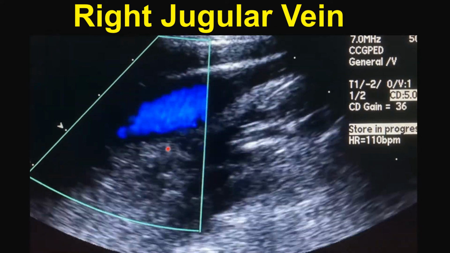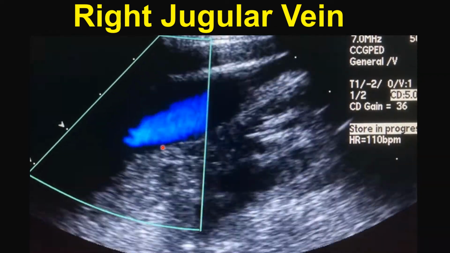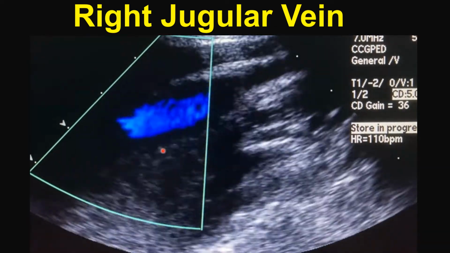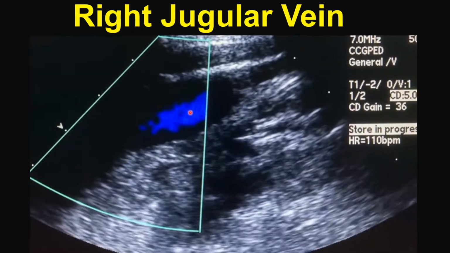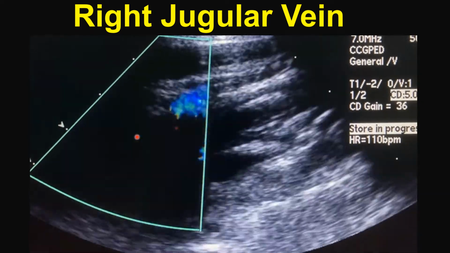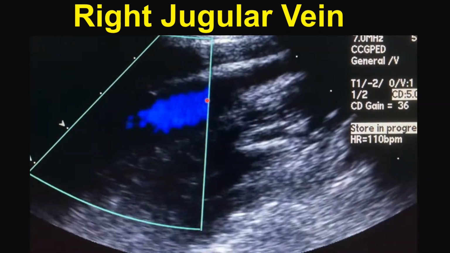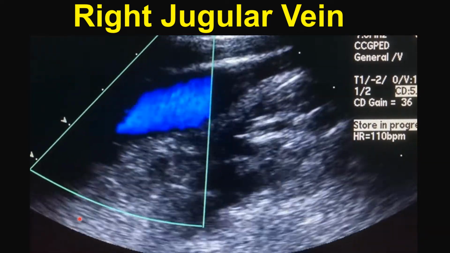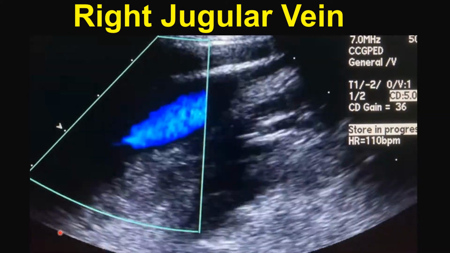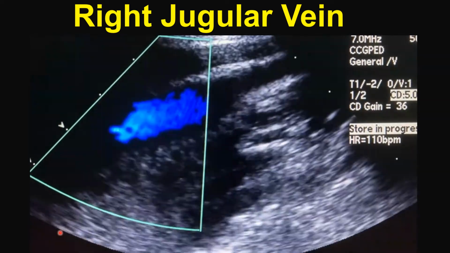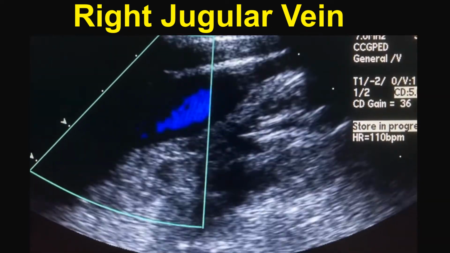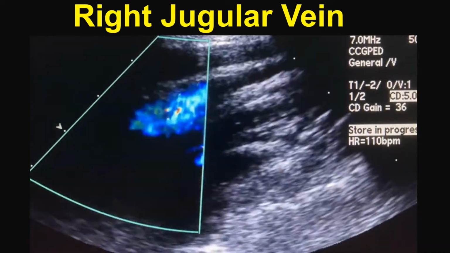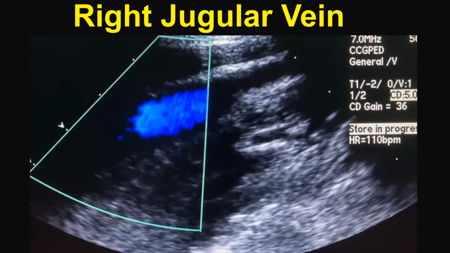So now I'm going to sweep over to the right jugular vein, and I notice I'm seeing some little pulsations here, but the blood flows in the right direction and I'm not seeing any flow reversal. So let's have a look at the pulse Doppler. Again, I'm going to place my sample volume here and correct for the angle, which is typical for vascular studies.